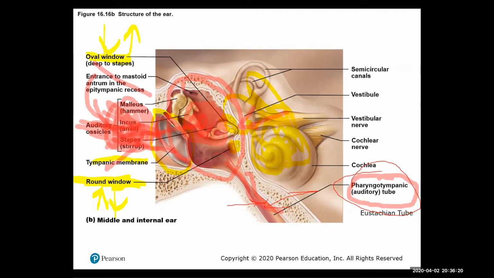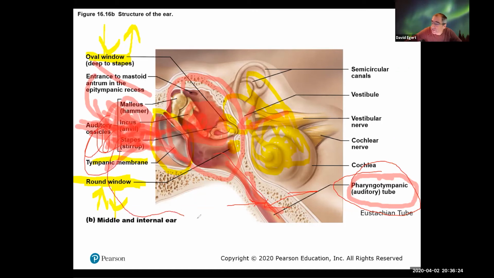Exactly. So you can take whatever the air pressure is out here and it's going in your mouth, in the back of your throat, and then it can come up and equalize in here as well. Normally this tube stays shut, kind of floppy, but when you yawn or swallow, it stretches open and allows things to equalize. A lot of times when people swallow or yawn is when their ears pop and everything equalizes.